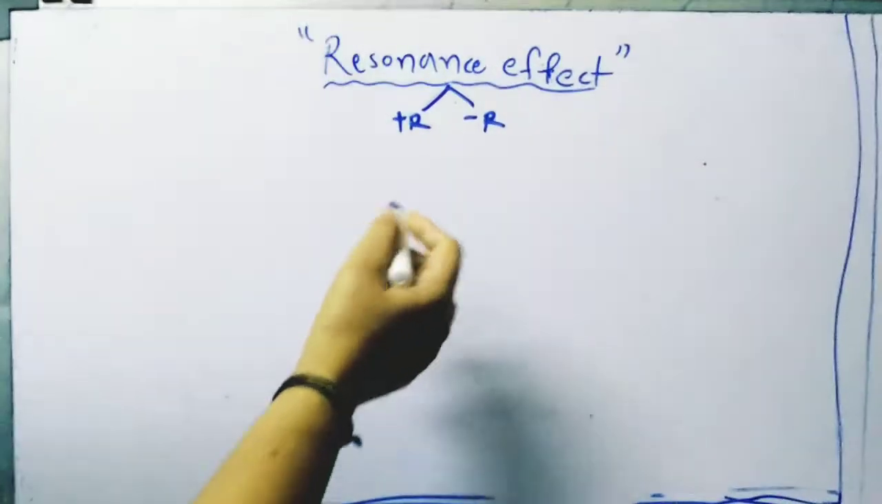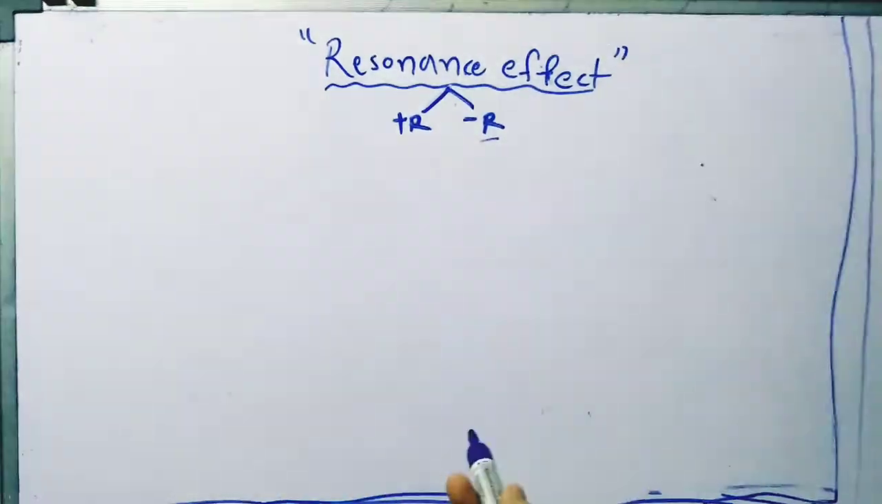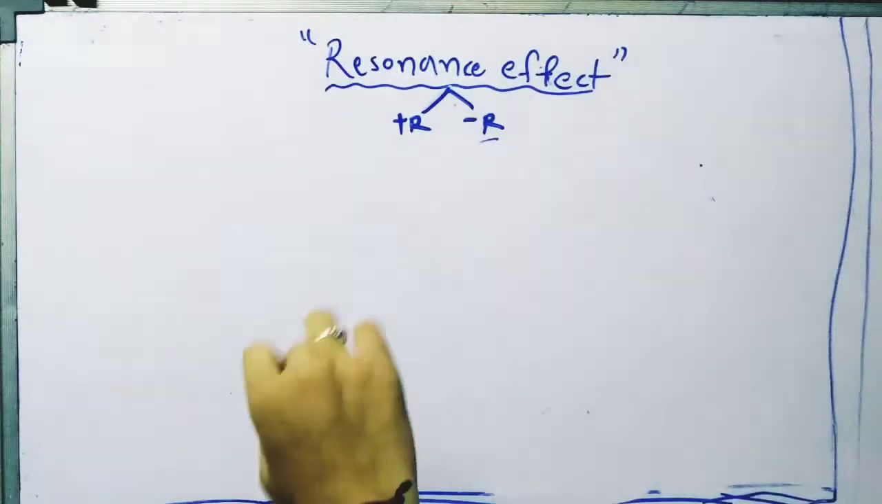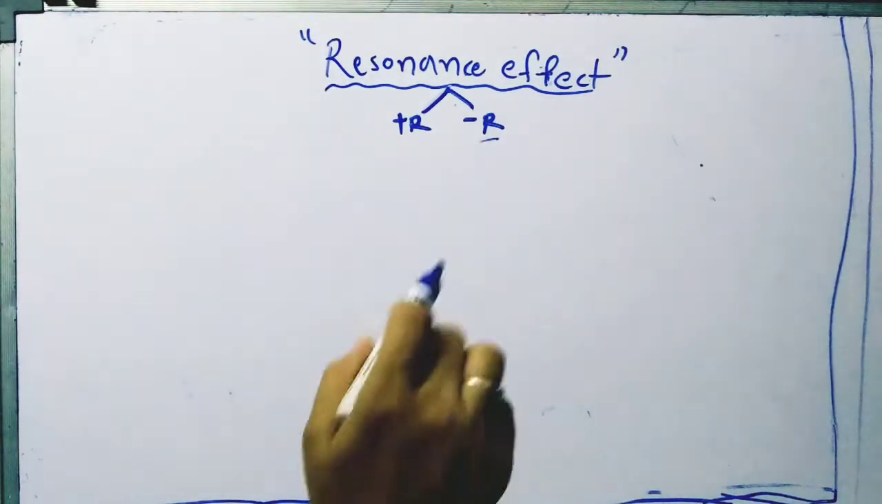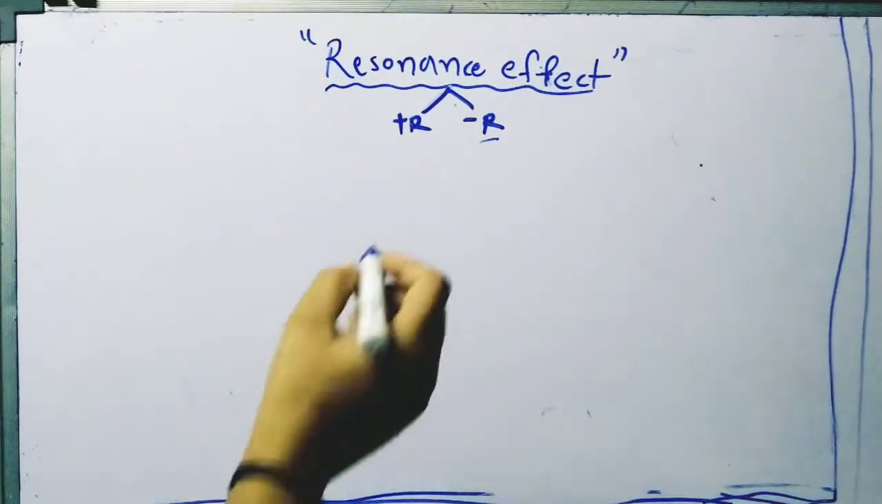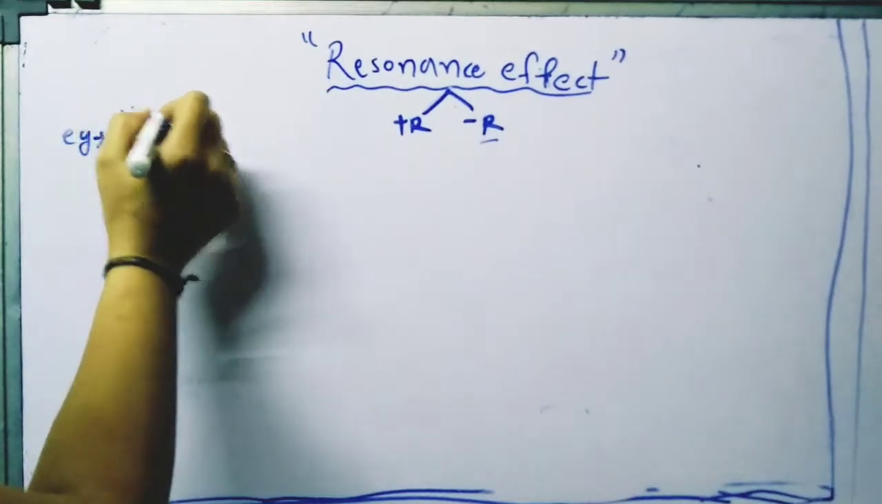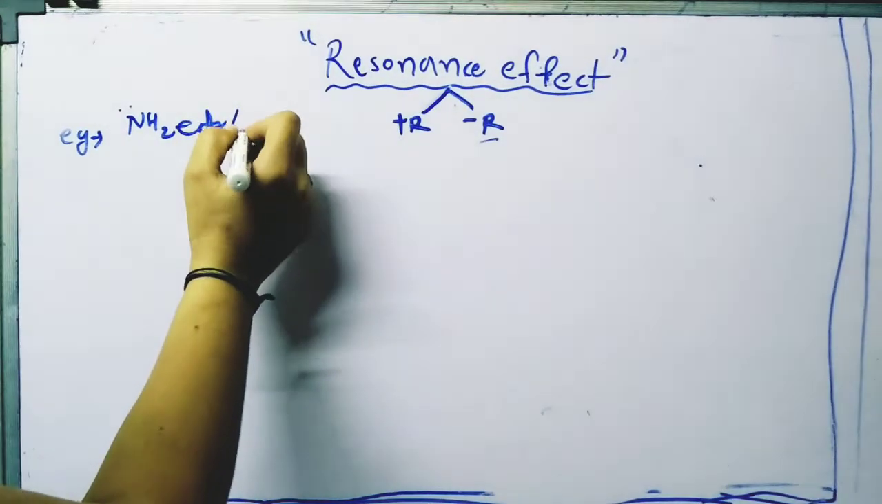There are two types of resonance effect, that is +R effect and -R effect. So what is the +R effect? The positive resonance effect is shown by donation of electrons by the delocalization of electrons in the molecule. This is called the +R effect. Let's see by taking an example of ammonia, which we know is an electron donating, or electron releasing, group.